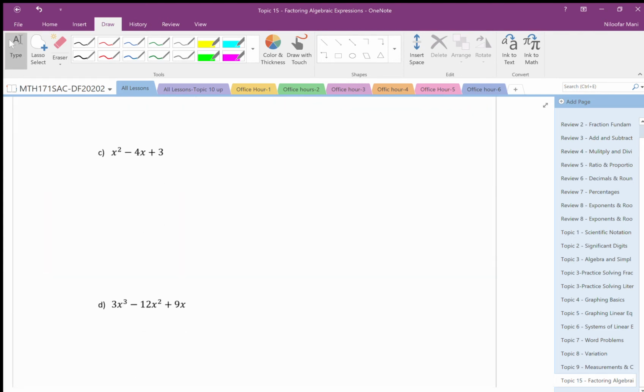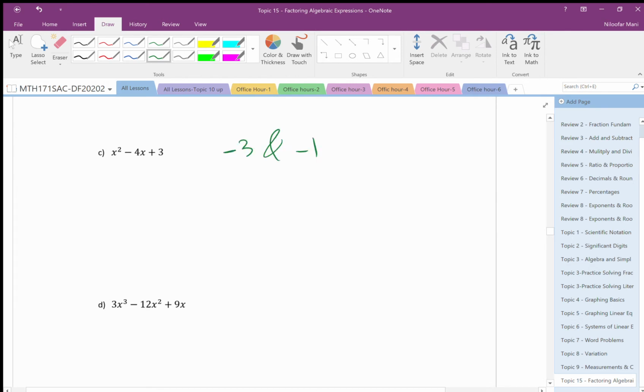I am looking for two numbers. If I multiply them, it is 3. If I add them, it's minus 4. Okay, what do you find here? Minus 3 and minus 1.